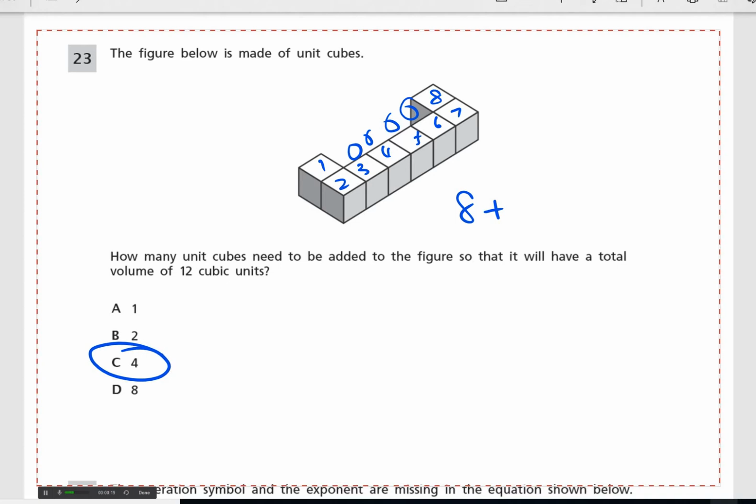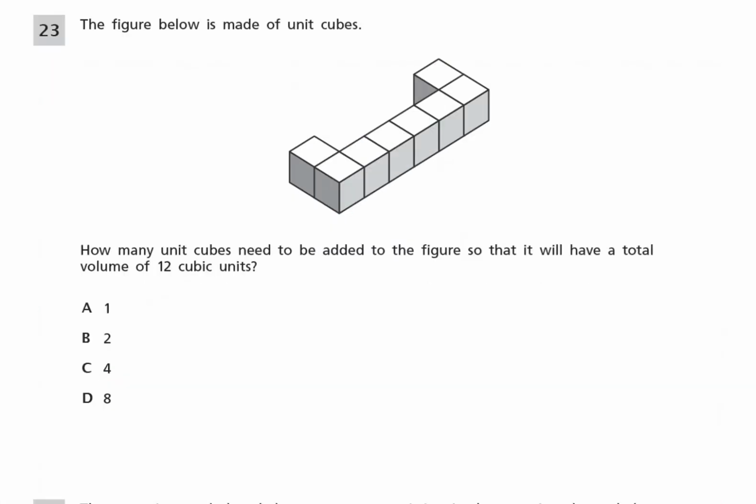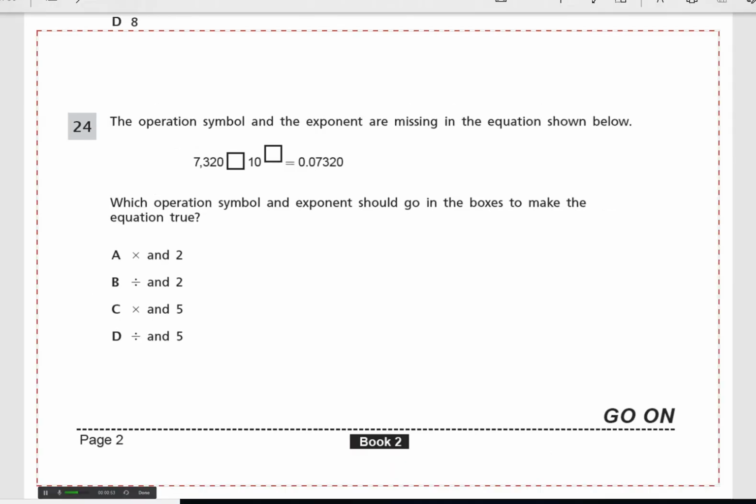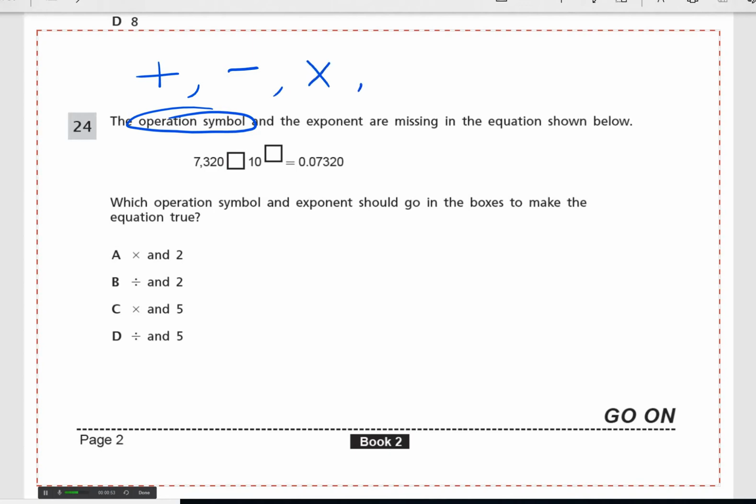Okay, so this one is kind of nice, kind of easy. All right, let's keep going. The next question is asking what operation symbol or the number for the exponent are missing in the equation below. First of all, you need to understand what the operation symbol is. Operation symbol represents either plus or minus or multiply or divide, okay? So that's the first box that you need to decide.